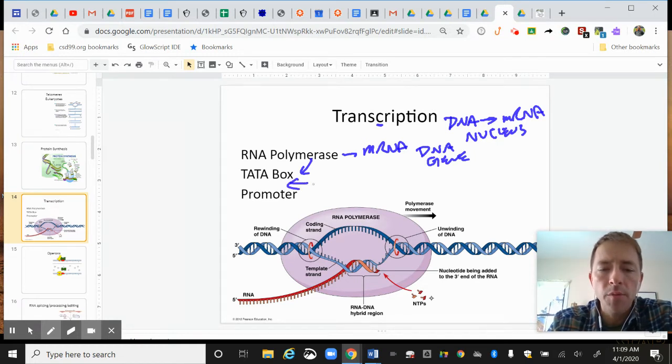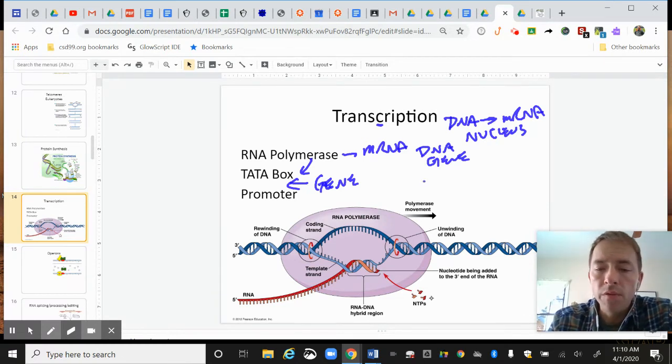So this is going to be upstream from the gene that we're working on. Just a little below that gene, there might be an operator where a repressor will attach to, and that can actually govern whether or not the RNA polymerase can move downstream to get the gene. We'll talk about that in the next slide.